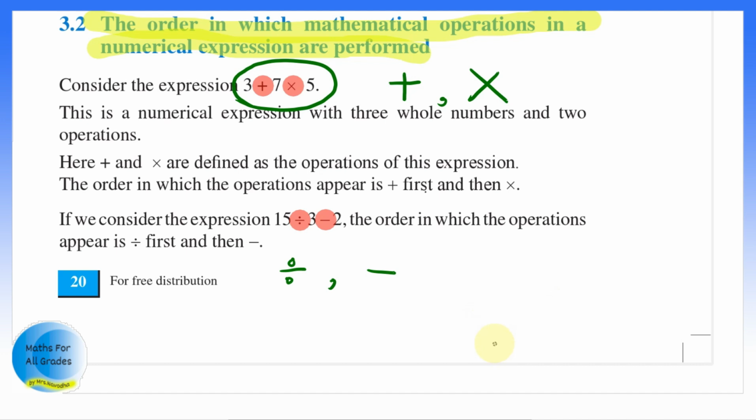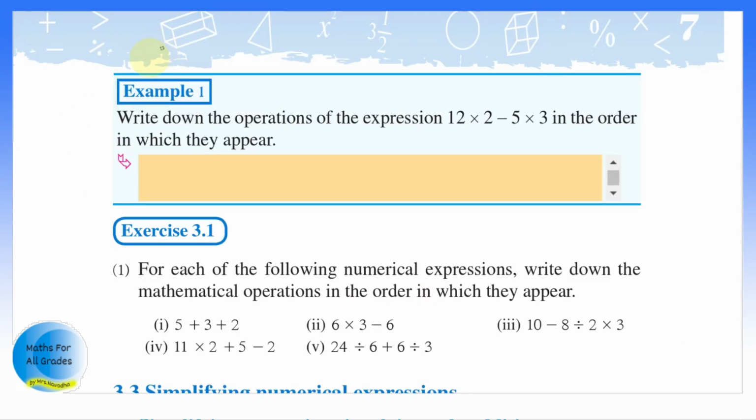Still not going for the calculation parts, so don't worry. Let's practice this type of questions more before going to calculation part. There is an example given in the next page. Write down the operations of the expression 12 times 2 minus 5 times 3 in the order in which they appear. So what is the order of the operations? Multiplication, subtraction and multiplication.